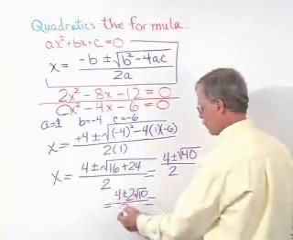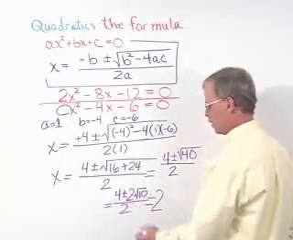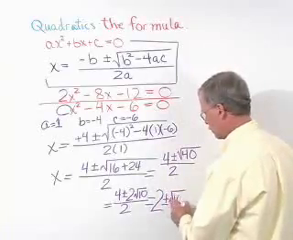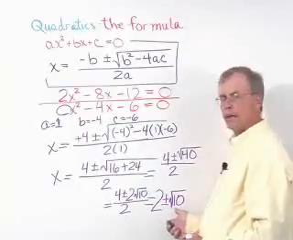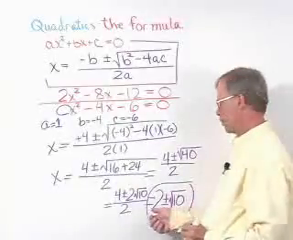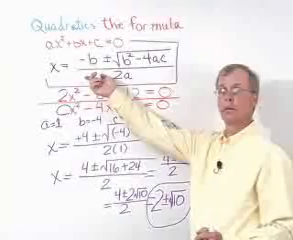So if we take 4 divided by 2, we'll have 2. And if we have 2 radical 10 divided by 2, we just have radical 10. So our solution is 2 plus or minus radical 10. There are two answers there, 2 plus radical 10, 2 minus radical 10. And we have our solution by using the formula.